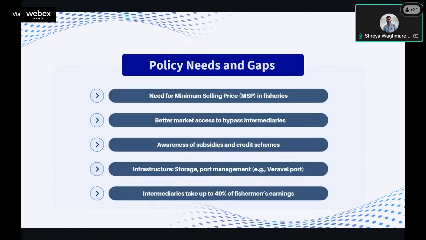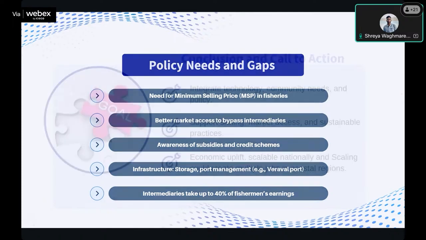I'm just highlighting the points we discussed, like the need of MSP, without which the market dips and sales happen at very low cost, causing loss to fishermen. Better market access, so that intermediaries, who pocket almost 40% of the profit margins, are reduced. Again, these were discussed with the locals, but these terms could turn survival into growth for them.